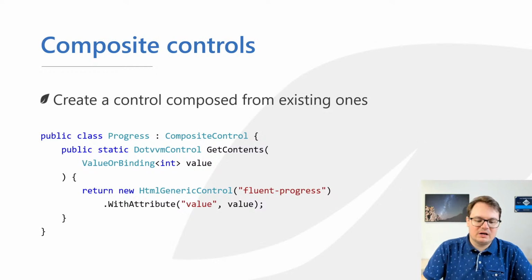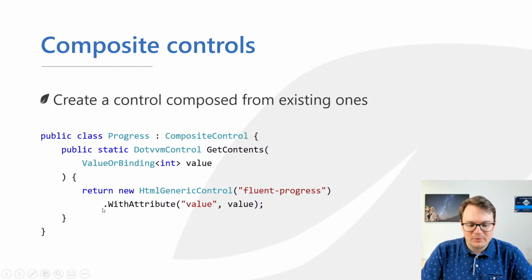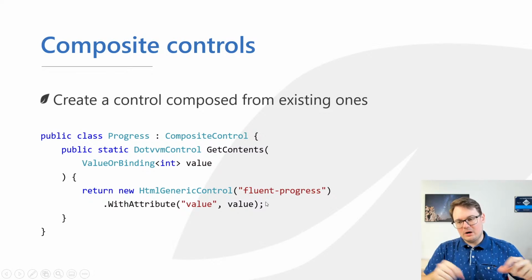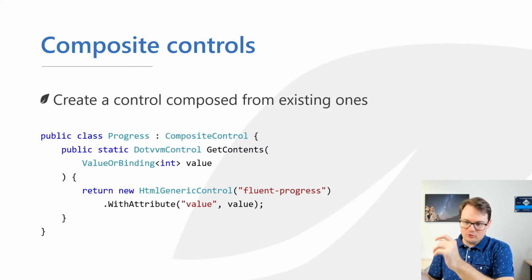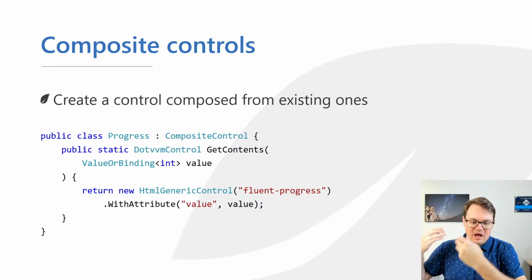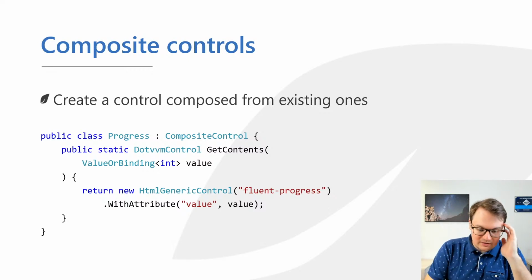And we are also working on a new Fluent API, which will help you to just build the control tree. So for example, I can return a new HTML generic control, Fluent Progress, and set the value attribute to the value or binding. And this extension method will do the rest. If the value is hard-coded, then it will just set the value. If it's the binding, it will translate it to the binding expression and use it here.